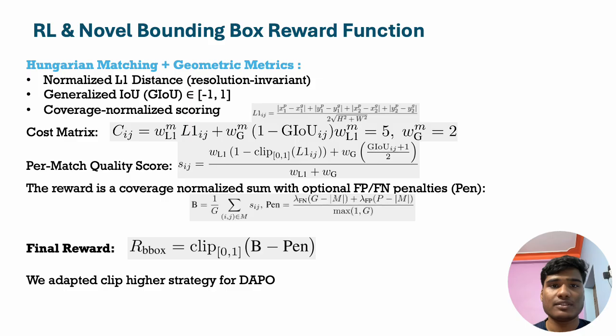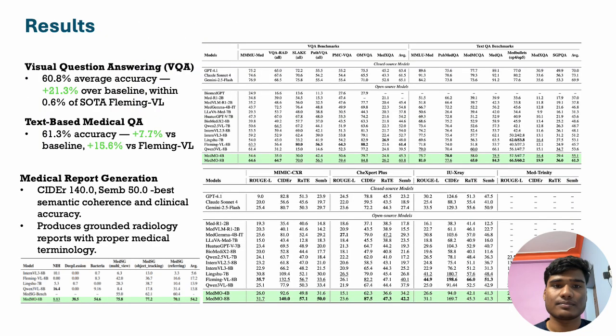For localization, we introduce a novel bounding box reward function. The method uses Hungarian matching to match the predicted bounding boxes with ground truth bounding boxes, which is capable of handling multiple bounding boxes in the predictions. Then geometric metrics are used, including L1 normalized distance and generalized IoU. The final reward is combined, normalized, and can include penalties for false positives and false negatives. This makes the reward verifiable and directly connected to localization quality. We also adopted clip-higher strategies from DAPO to stabilize the reinforcement learning.